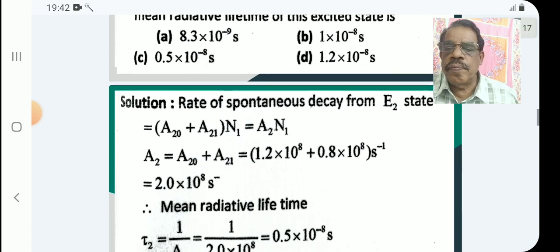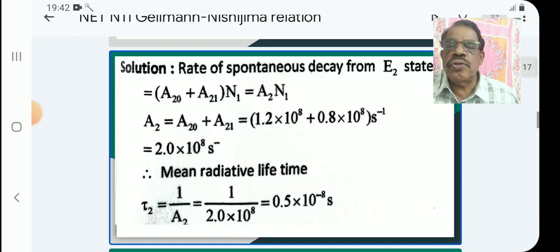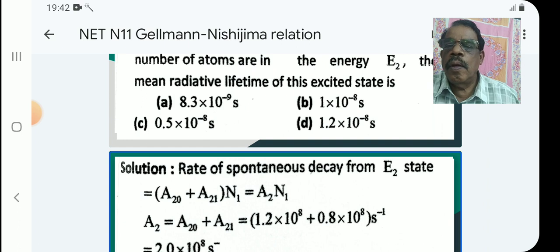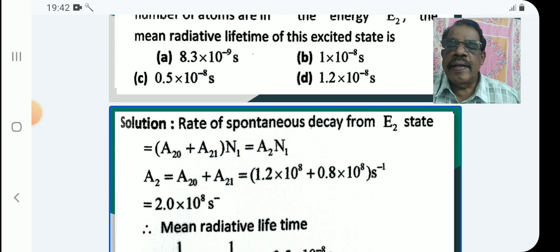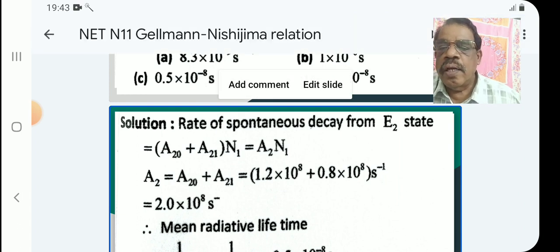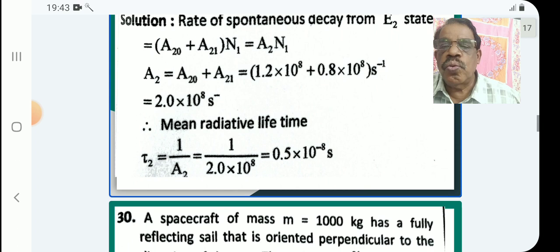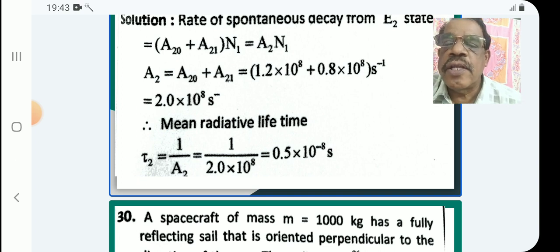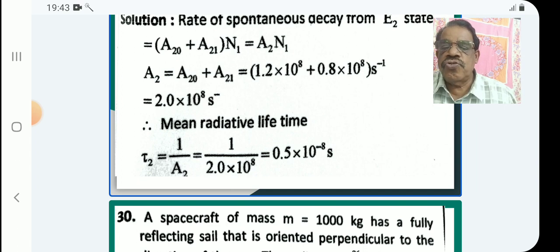The answer is 0.5 into 10^-8 second. Answer is C. The rate of spontaneous decay from the E2 state is given by (A20 plus A21) N2, that is A2 N2, where A2 is A20 plus A21, equal to 1.2 into 10^8 plus 0.8 into 10^8 s^-1. Therefore A2 is 2.0 into 10^8 s^-1. The mean radiative lifetime is tau2 equals 1 by A2, 1 by 2 into 10^8, that is 0.5 into 10^-8 second. Answer is C.